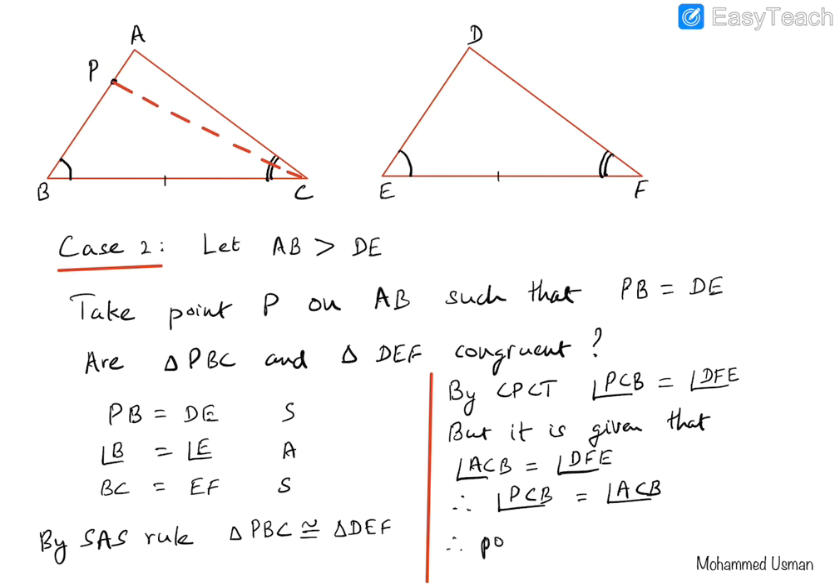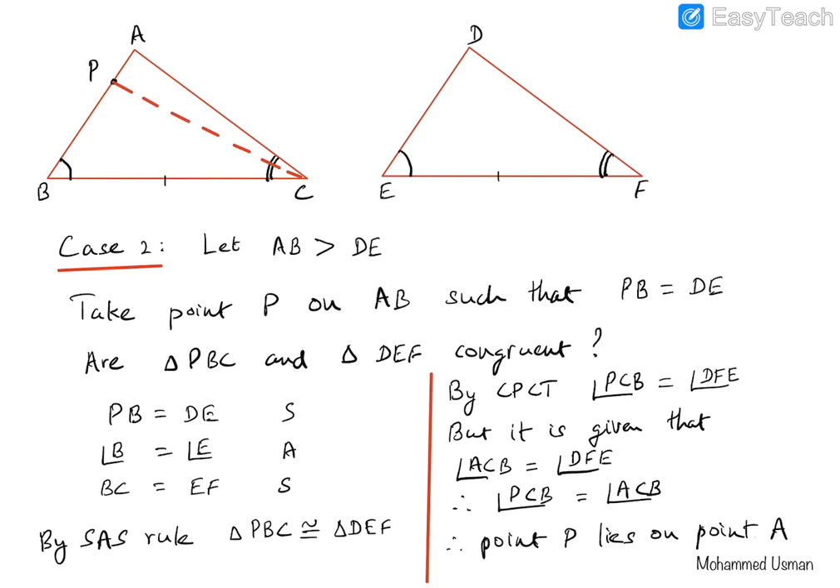So therefore, point P lies on point A. Let me write that clearly. So we are clearly seeing that our assumption that AB is greater than DE is incorrect, because if we take that assumption and then consider the point P to be on the line AB such that PB is equal to DE, then we end up with this relationship which proves that the point P actually lies on the point A. So that means AB equals DE.